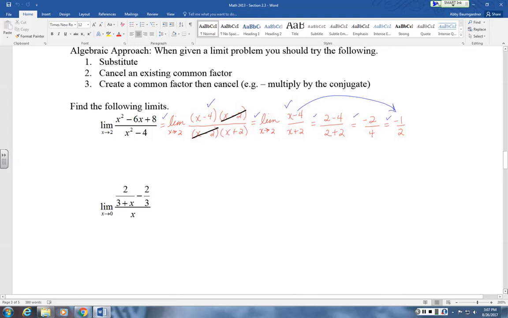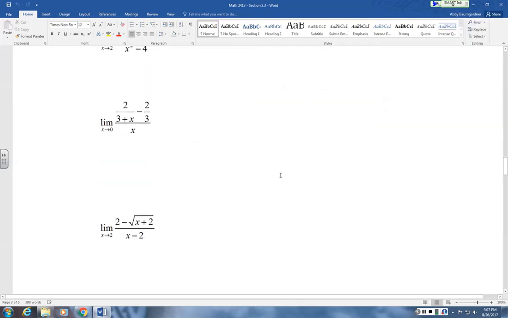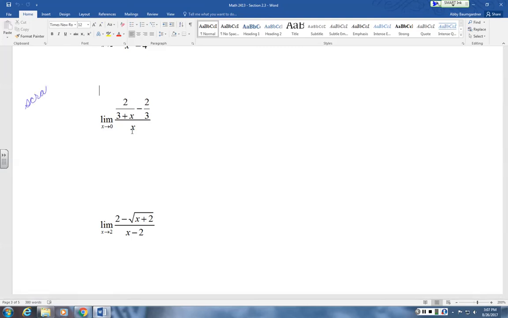All right. So let's try the next one. This one's a little different because we have this ugly kind of compound fraction where it's a fraction inside of a fraction. Again, we're going to try to do some scratch work off to the side and just see what happens when we try to do a direct substitution.